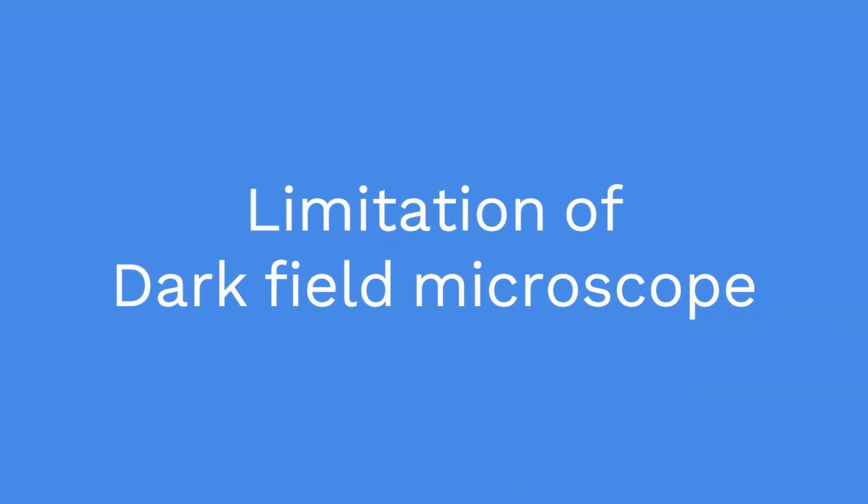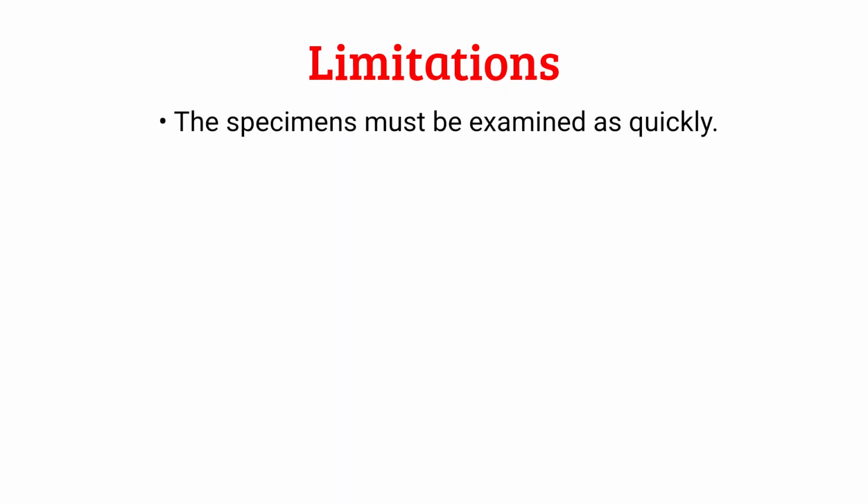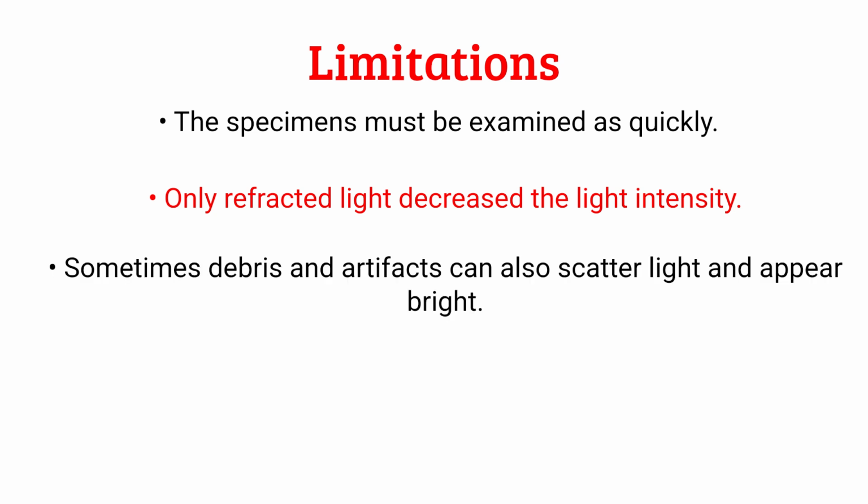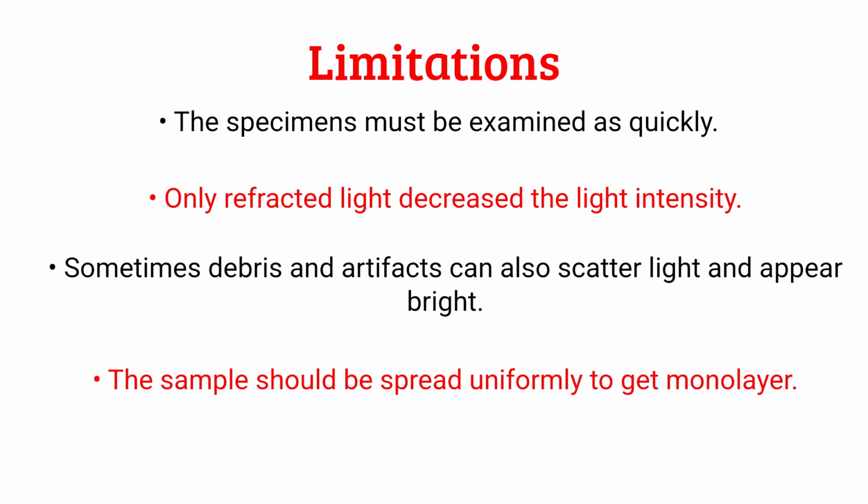When you want to study motility of the microbes, the specimen must be examined as quickly as possible. Otherwise, the microbes may die if the sample is not stored appropriately for a longer duration. Only the refracted light enters the objective lens, and therefore definitely the intensity of the image will decrease. In order to get a clear picture, the light intensity is increased, which may damage the cells. Sometimes debris and artifacts can also scatter light and appear bright, which could affect the image quality. The sample should be spread uniformly to get a monolayer. A thick smear may compromise the image quality.